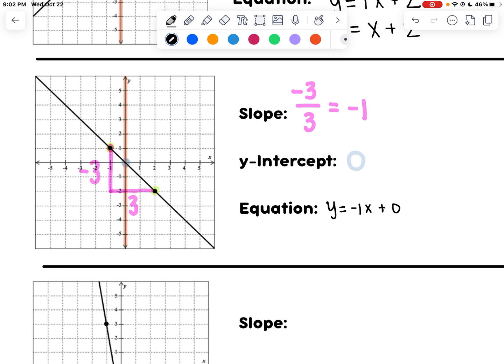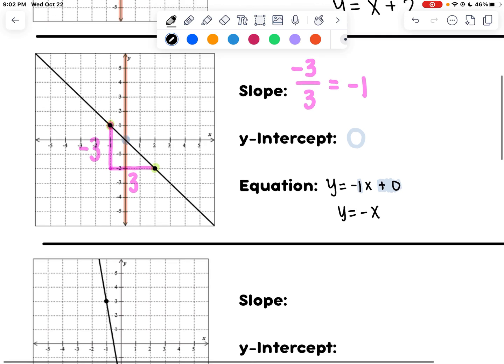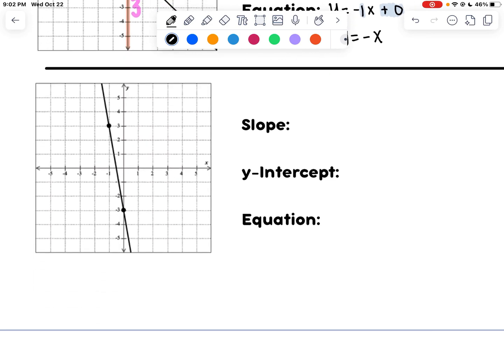Now we have a couple invisible numbers. I don't need to have this 1. I also don't need to have this plus 0. So it's also the same as y equals negative x. For this last one, you can pause it, do it yourself, and then check to see if we got the same answer.